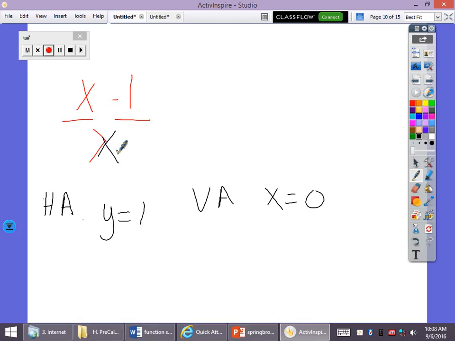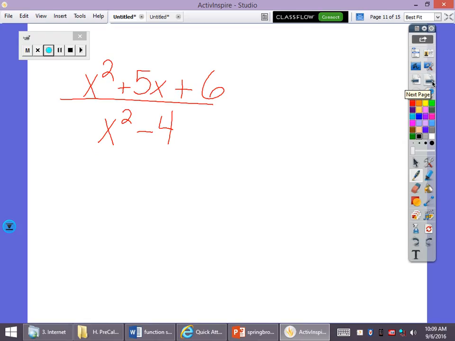Now, backtrack to last week. Oh, sorry. I forgot. We got one more example. So, let's do this one together. Actually, I'm going to give you 30 seconds. Find me the vertical and horizontal. Great.